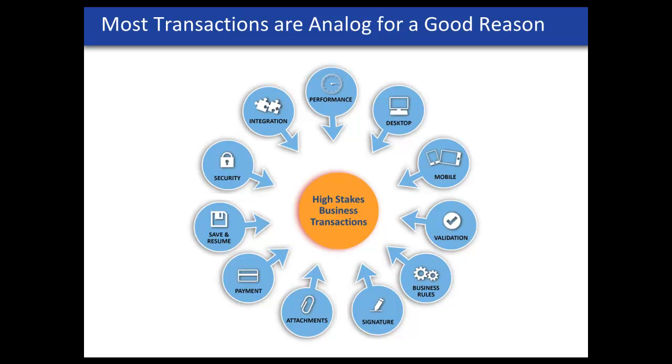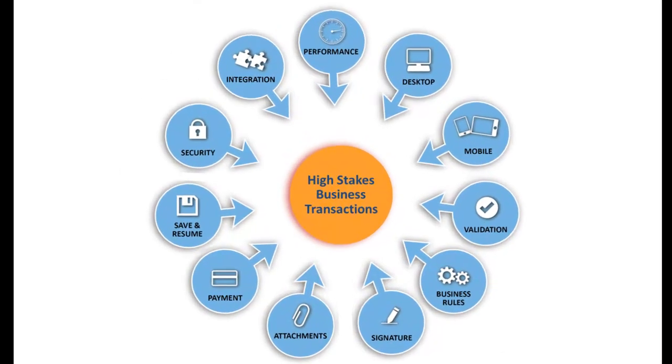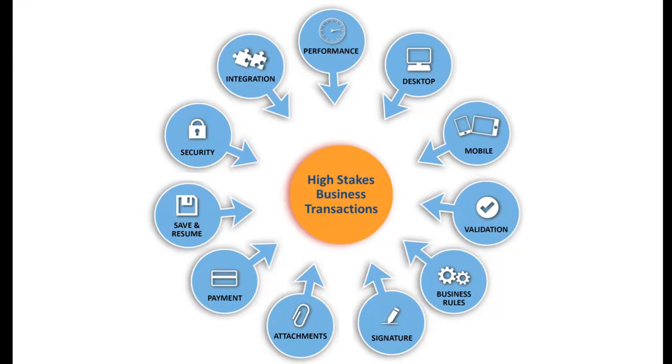So what's the holdup? If the payoff is so big, why isn't everything digital today? Well, most transactions are analog for a really good reason. And that is because they are more complex and longer and more detailed than simply commerce transactions. They also generally require additional features such as save and resume, automated receipts, attachments, information from multiple parties, or signature workflows. And these requirements have made them very difficult and costly to move to the digital channel, and as a result, only the highest value and highest volume transactions have been moved across.